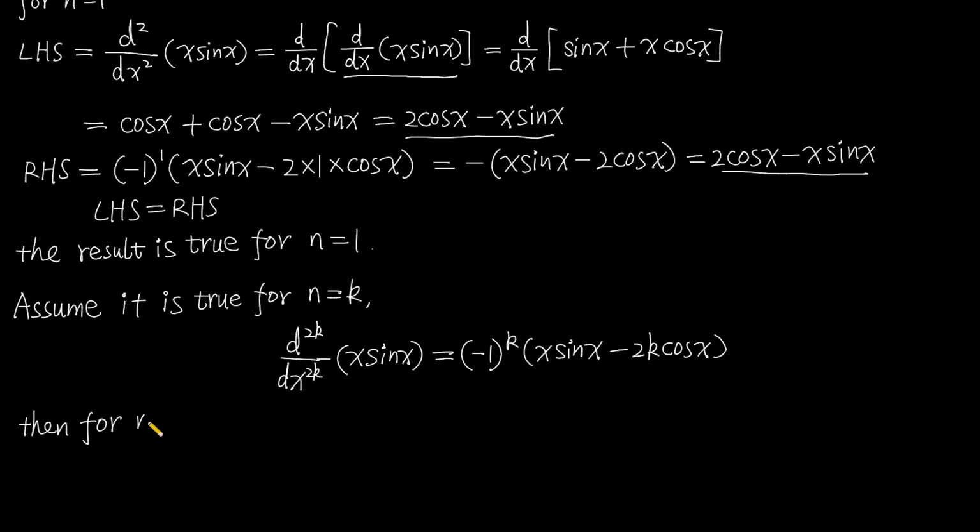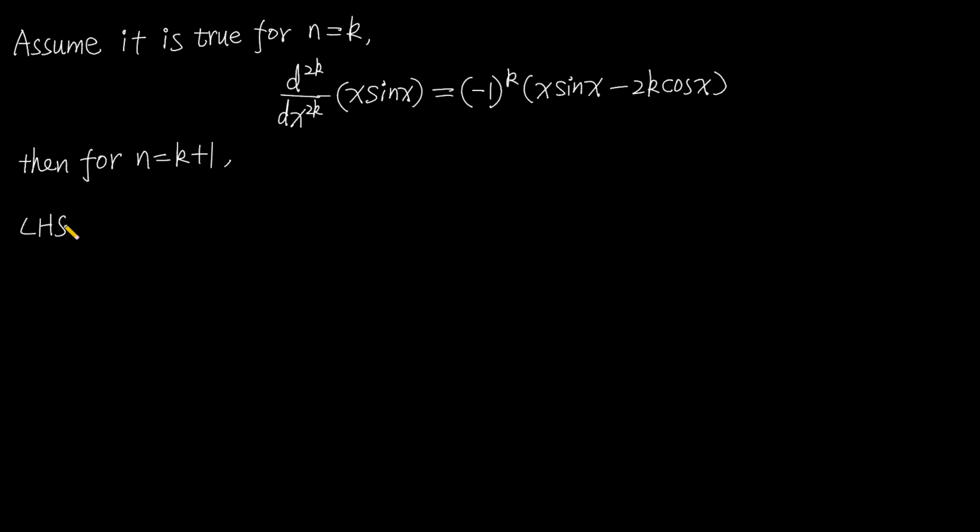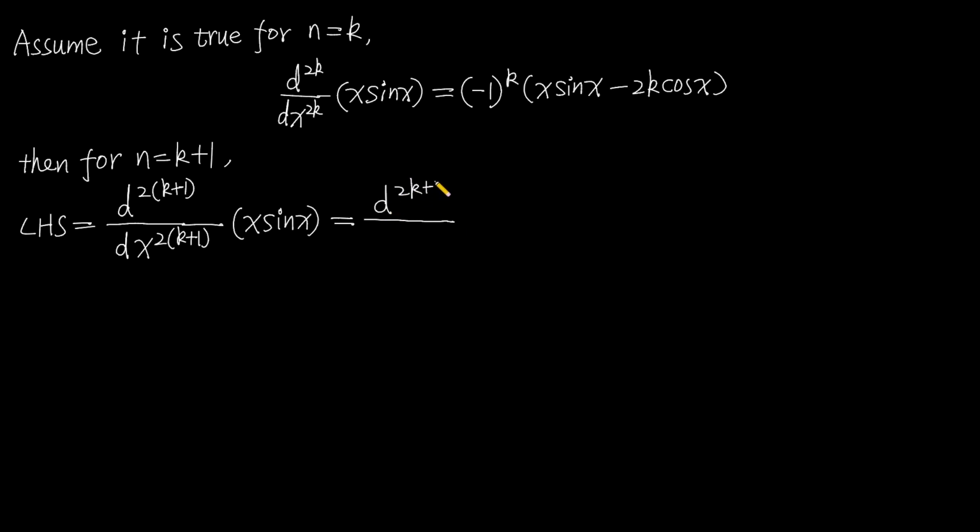Then for n equals k plus 1, the left-hand side equals d^(k plus 1)/dx^(k plus 1) of x multiplied by sin x. And this equals d^(2k plus 2)/dx^(2k plus 2) of x multiplied by sin x.